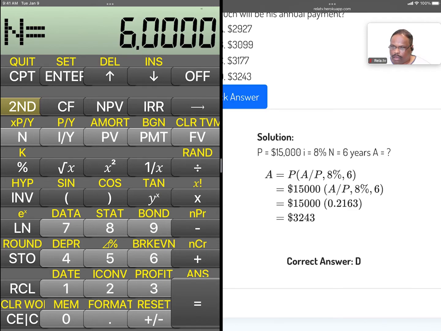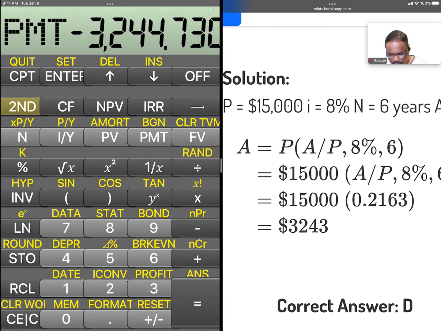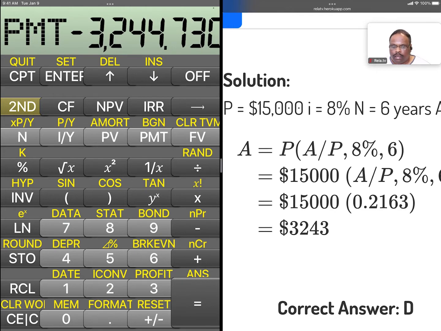Now we need to calculate. We can directly go to compute and then calculate payment, or you can just press CPT and then PMT. The value comes out to be minus 3,244, which is very, very close to the table value. Because these values are taken from the table, we do have some rounding error.